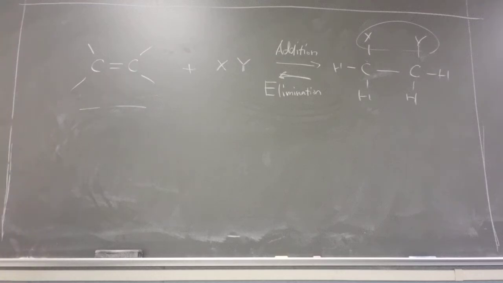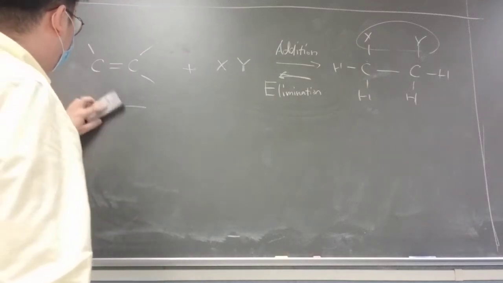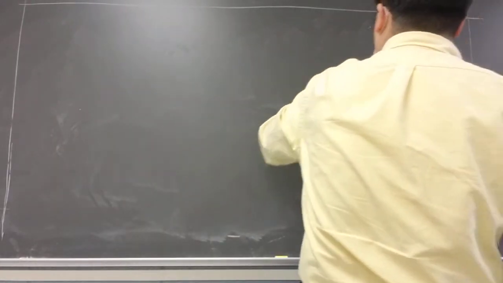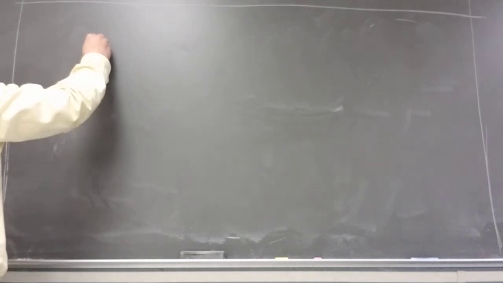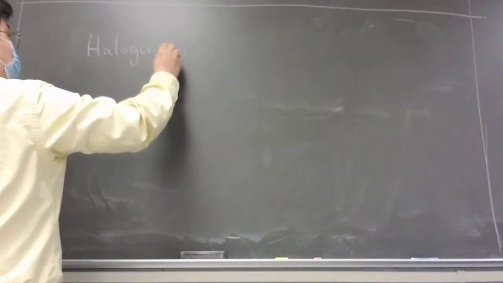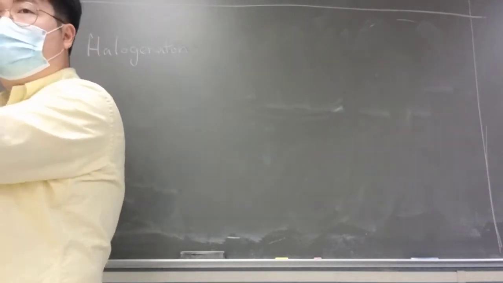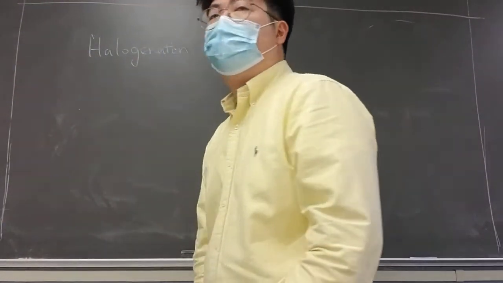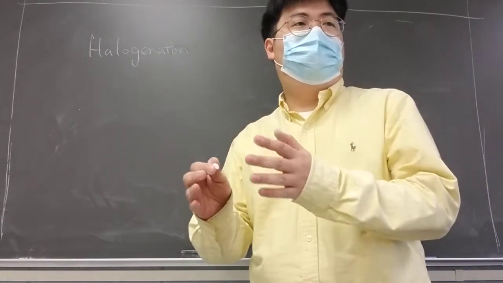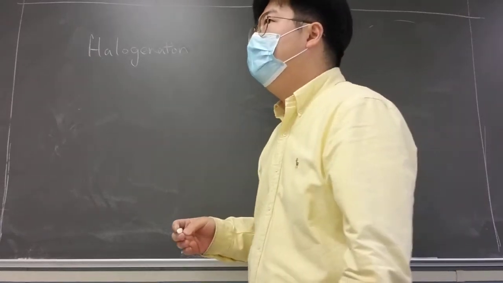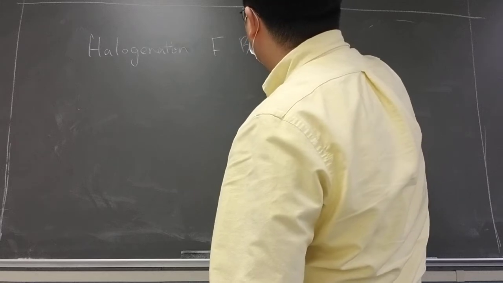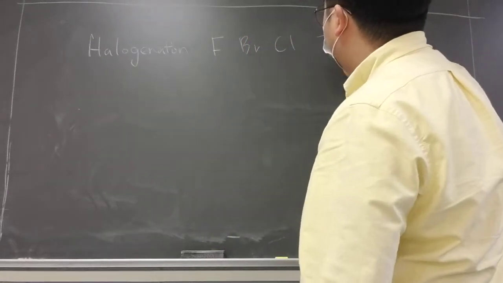Okay, so the first part of chapter 8 is halogenation. As you can see in the periodic table, if you look at group 7, we have a lot of halogens over there. So this is like a halogen addition, right? XY is simply just halogens here. So we have fluorine, bromine, chlorine, iodine, and so forth.